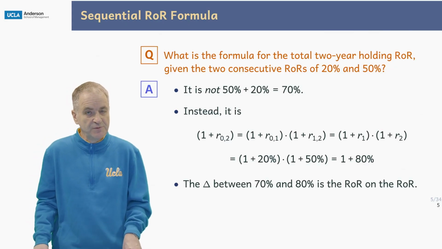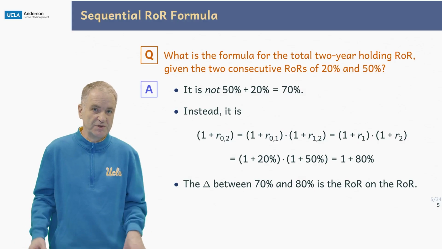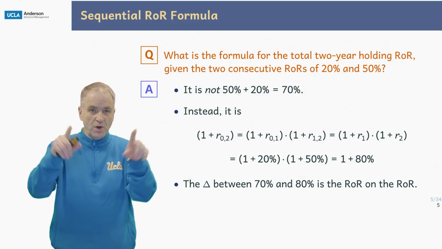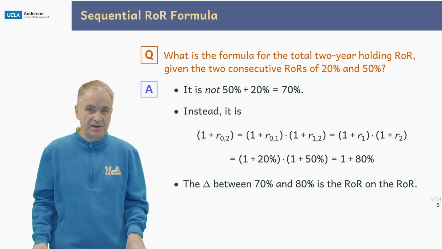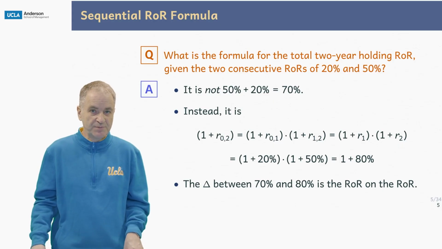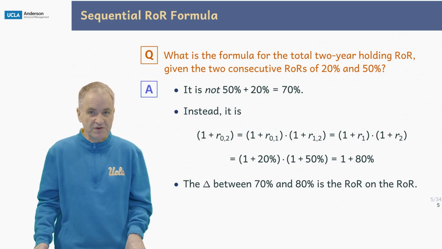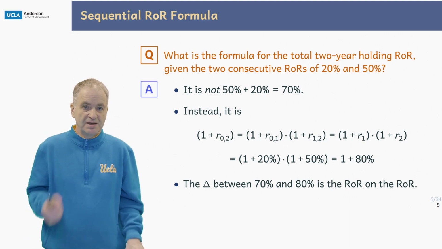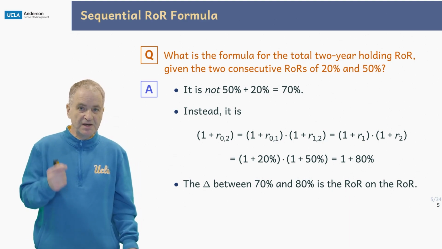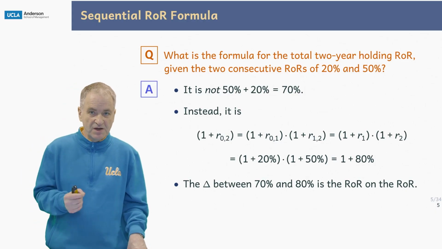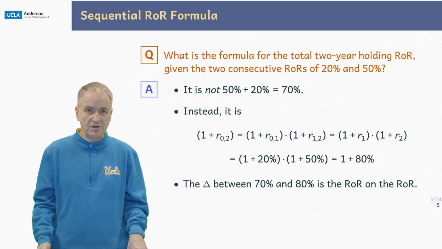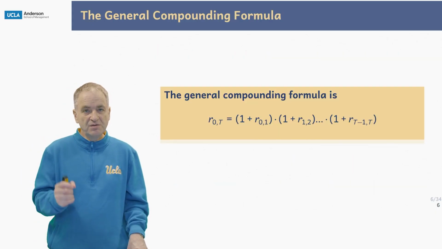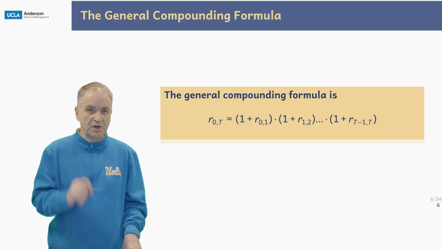It is not 50% plus 20%, which would be 70%. Instead, it's a formula that has 1 plus r's multiplied. So it's 1 plus 20% times 1 plus 50%, which equals 1 plus 80%. The difference between 70% and 80% is the rate of return on the rate of return. The general compounding formula is this 1 plus r formula.